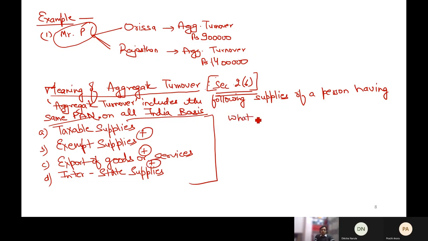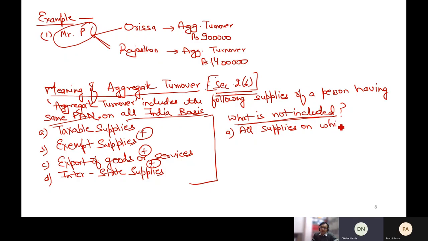What is not included? Do you remember in aggregate turnover what is not included? Logically, what is not included? I will show you the Act also. What you should not include? All supply value. Yes. Value of goods and services which is required to be paid under reverse charge mechanism. Yes, very good. All supplies on which tax is payable on reverse charge mechanism.